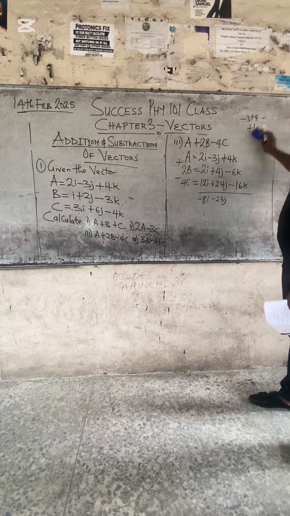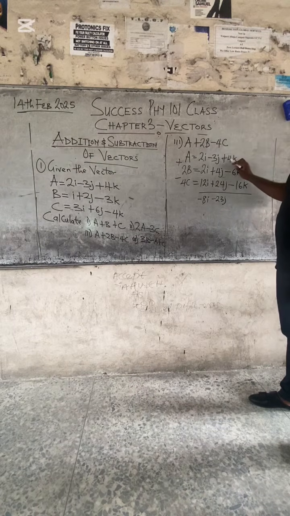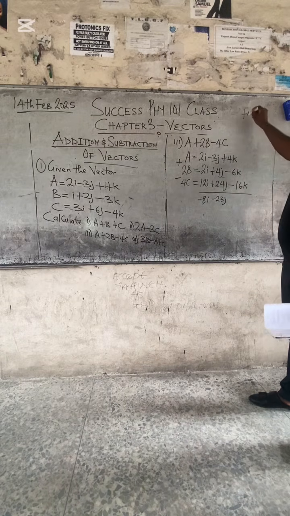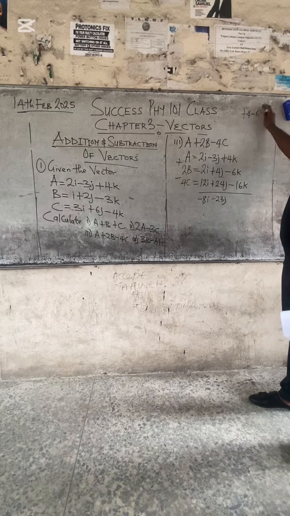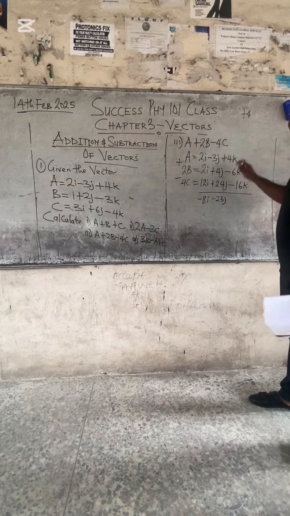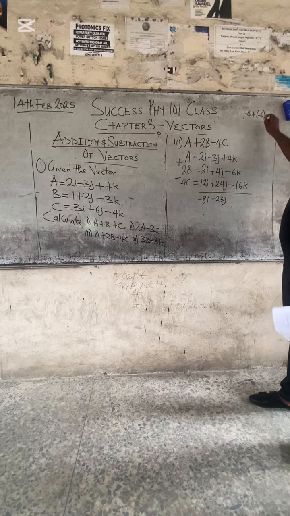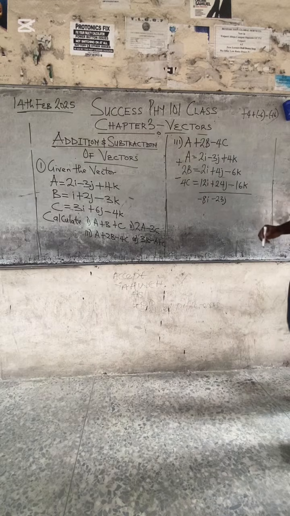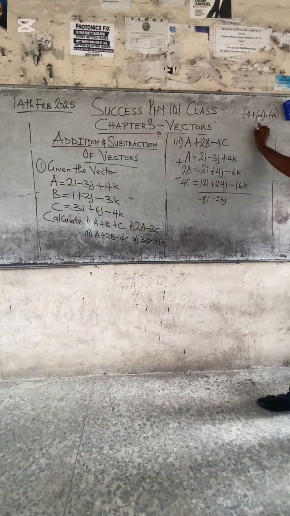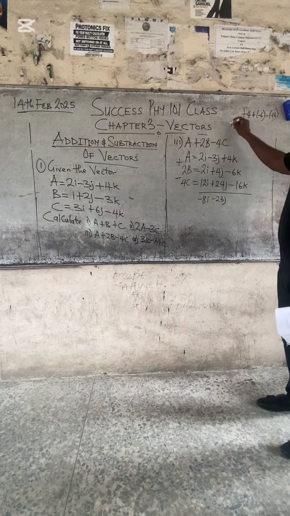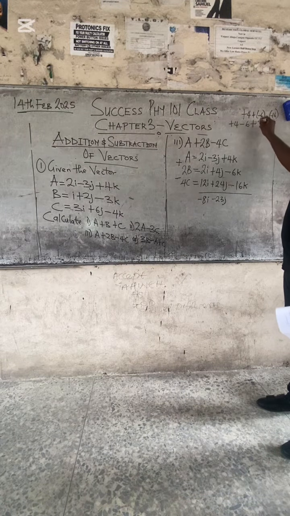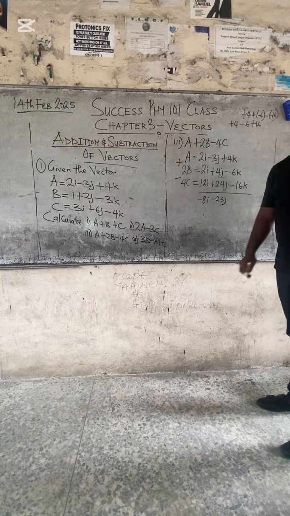Let's go to k now. k is plus 4 minus 6 minus 16. Plus 4 minus 6. In fact, let's do it the right way. Plus 4 plus minus 6 minus 16. This is plus 4 plus times minus 6 minus times minus plus 16.